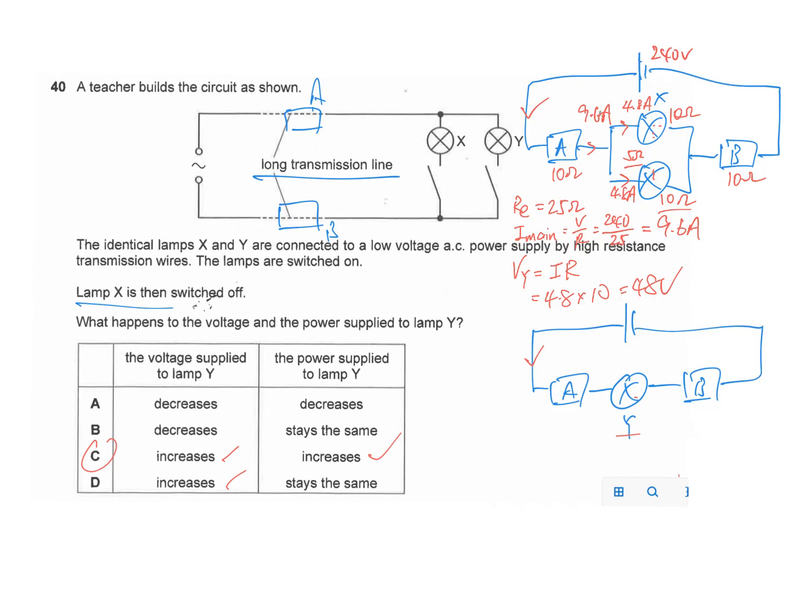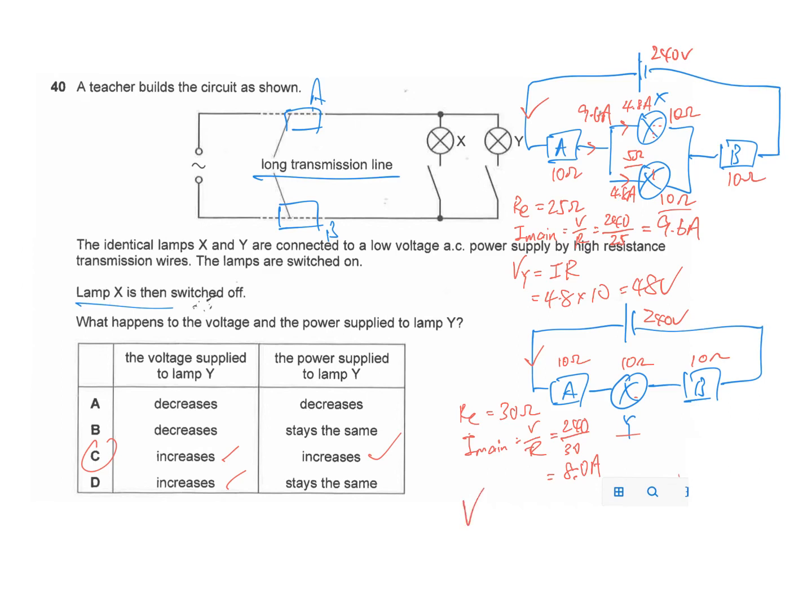So what if now I switch off lamp X and I'm left with Y? So this will be 10 ohms, 10 ohms, 10 ohms. The total effective resistance will now be 30 ohms. So let's look for the main current again, V over R, and it's the same voltage, EMF 240 divided by 30, and now the main current will be 8.0 ampere. So it's a constant 8.0 ampere throughout the three components here.